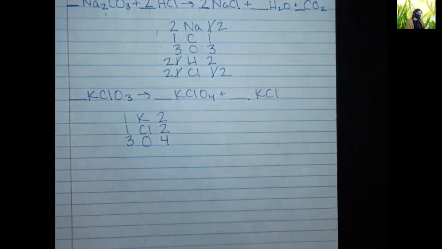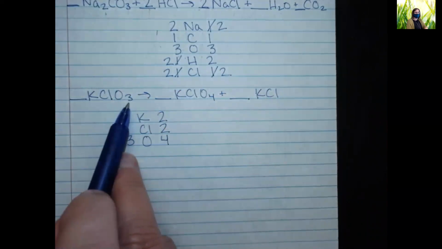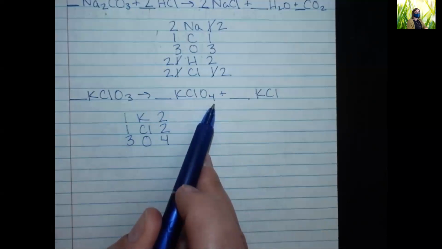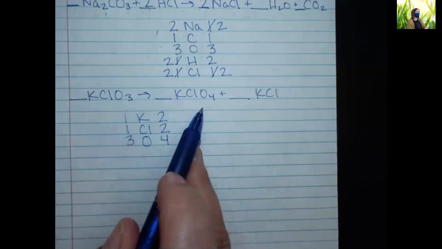But take a look at that. Here, oxygen comes in 3s, right? That's what the subscript says. Here, oxygen comes in 4s. So to balance oxygen, we need to use our math skills and say to ourselves, what is the least common multiple of 3 and 4? Jackson? 12. So we need to find a way to get 12 oxygens on each side.